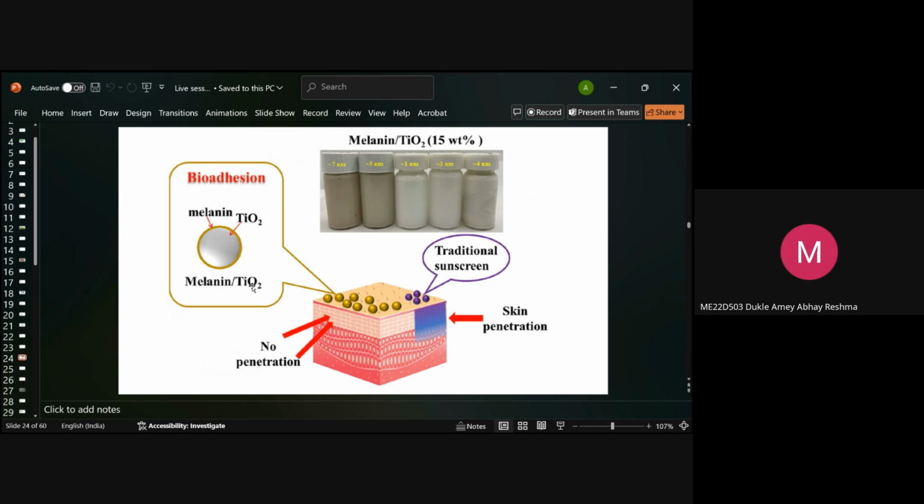So basically, what would happen is the traditional sunscreens would penetrate into your skin, and they would not act as a sunscreen, and they would also be carcinogenic. But TiO2 doesn't penetrate through the skin pores, it acts as a sunscreen, and it also doesn't have any carcinogenic effect. So that is the advantage.